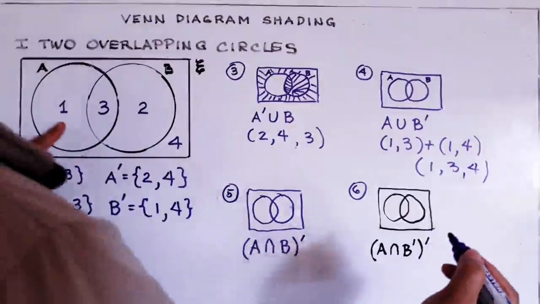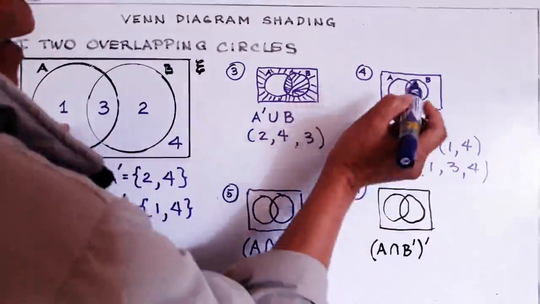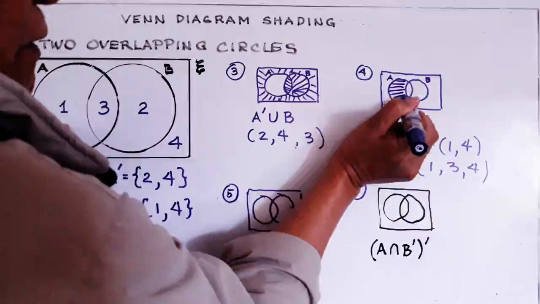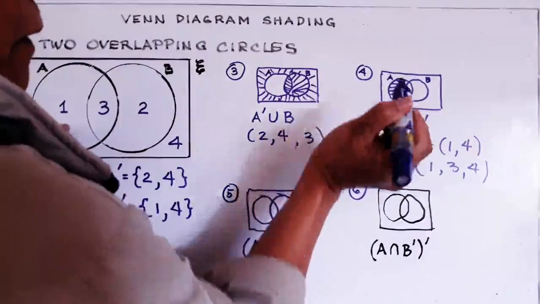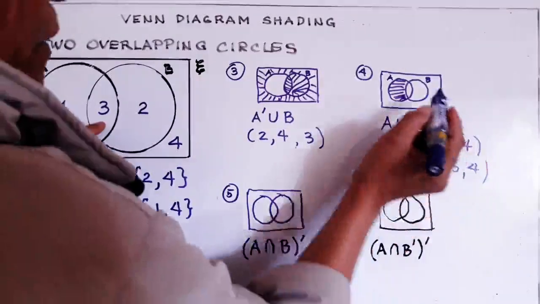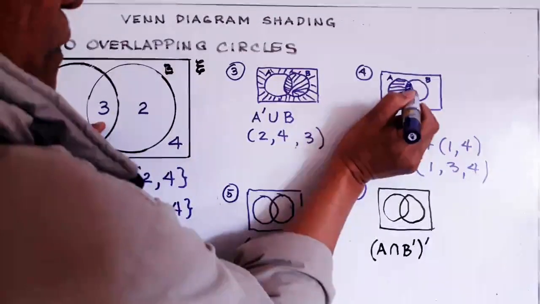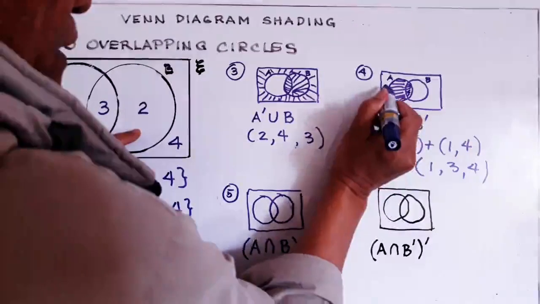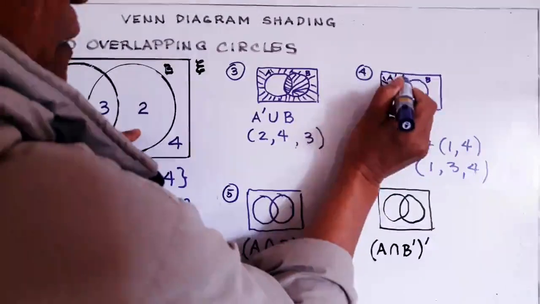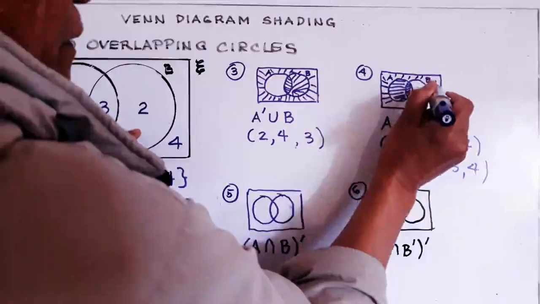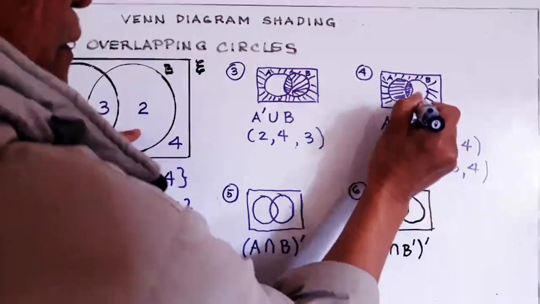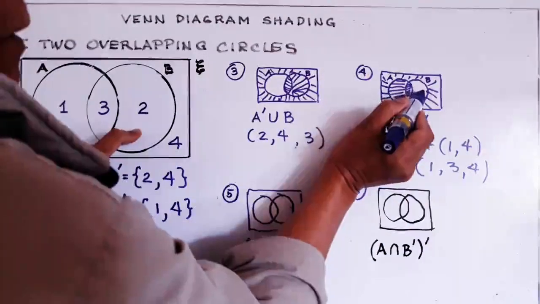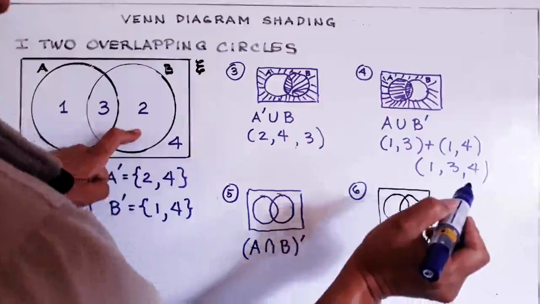So we shade number 1, here. Shade number 3, okay, we shade here also. And we shade number 4, we shade outside here. So we have the unshaded, which is this number 2 only.